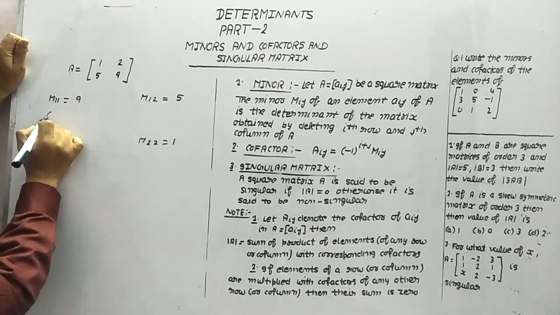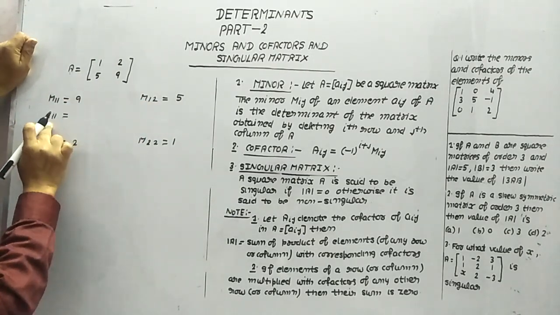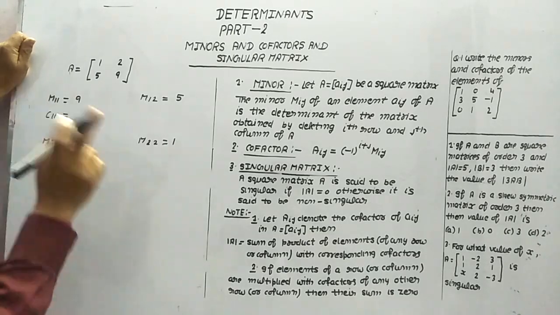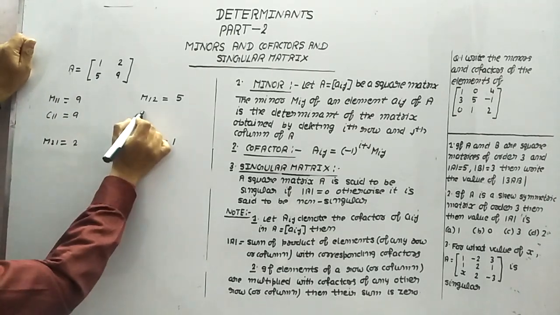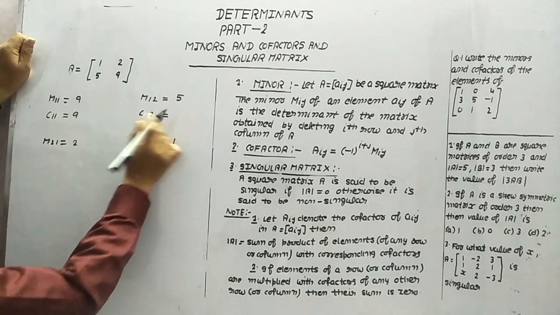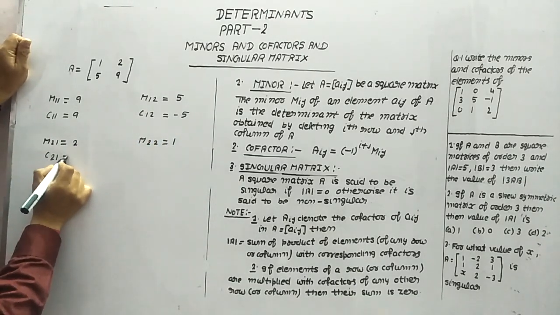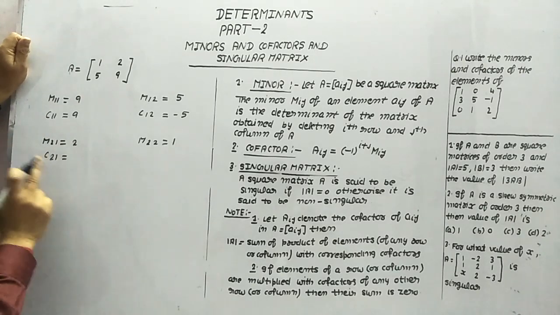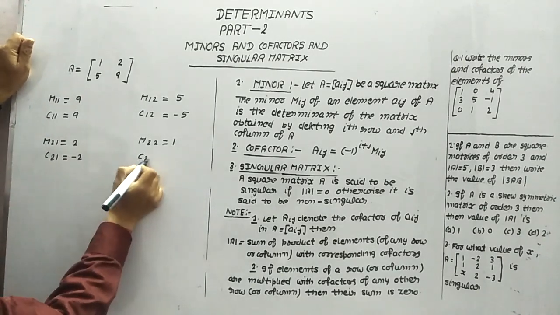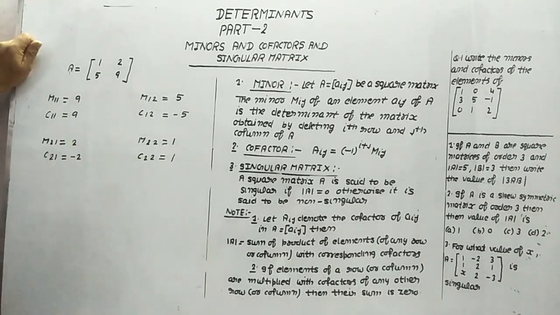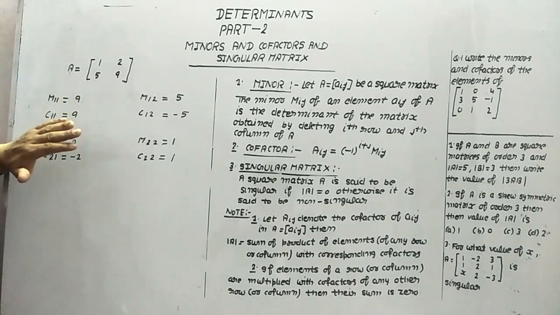Now cofactors. C11 means minus 1 raised to power 1 plus 1, so 9 only. C12 is odd, so this is minus 5. C21, what is this? Odd, minus 2. And C22 is 1. So this is the way to find the minors and cofactors of a 2 by 2 square matrix.